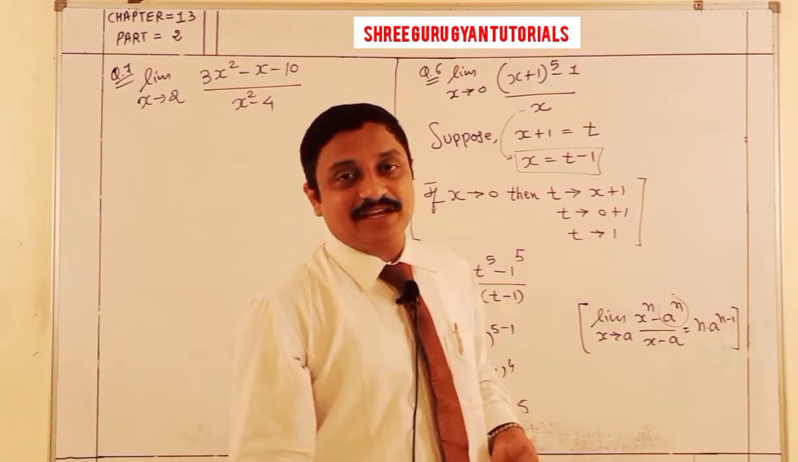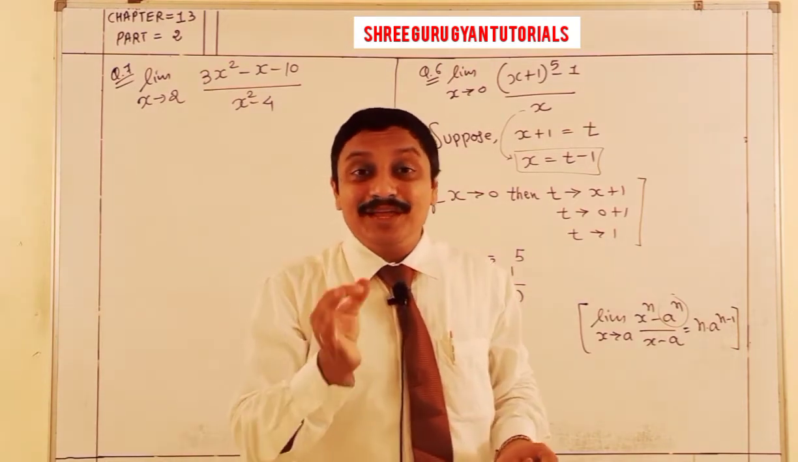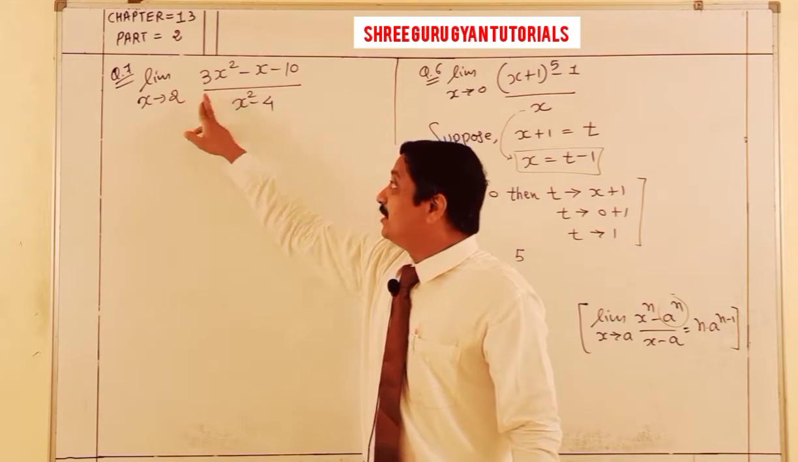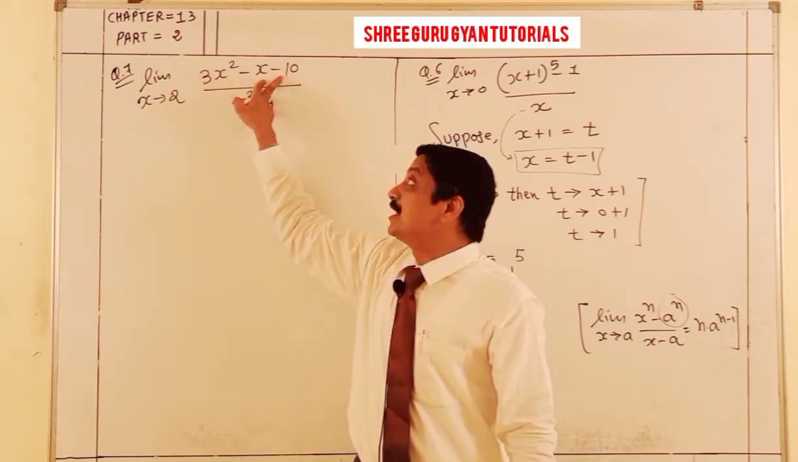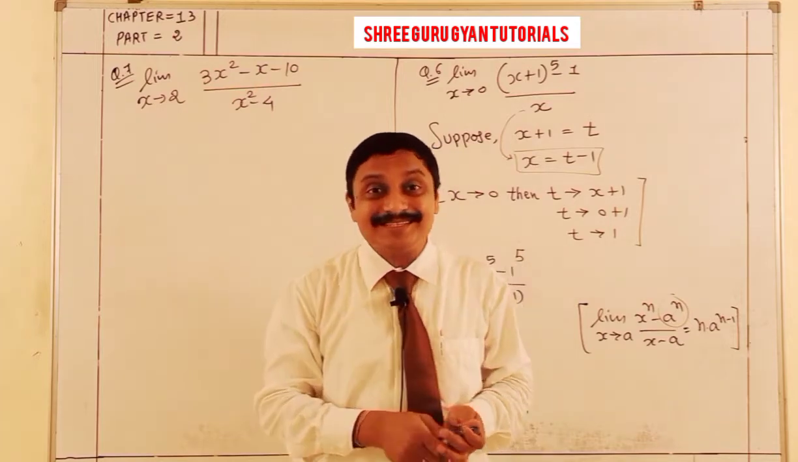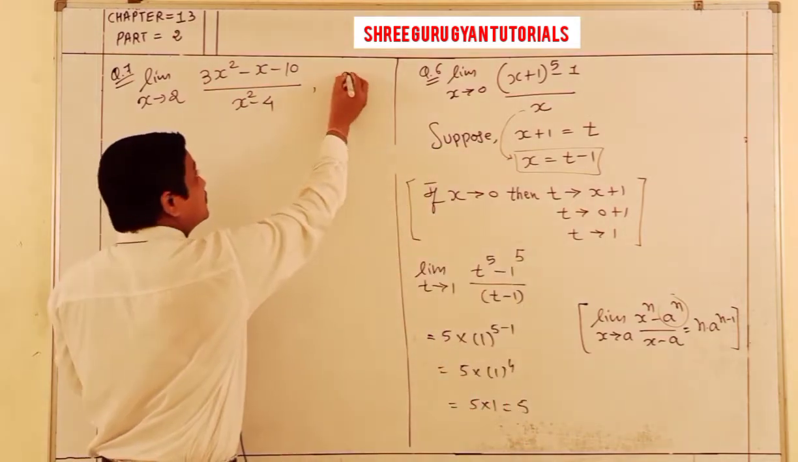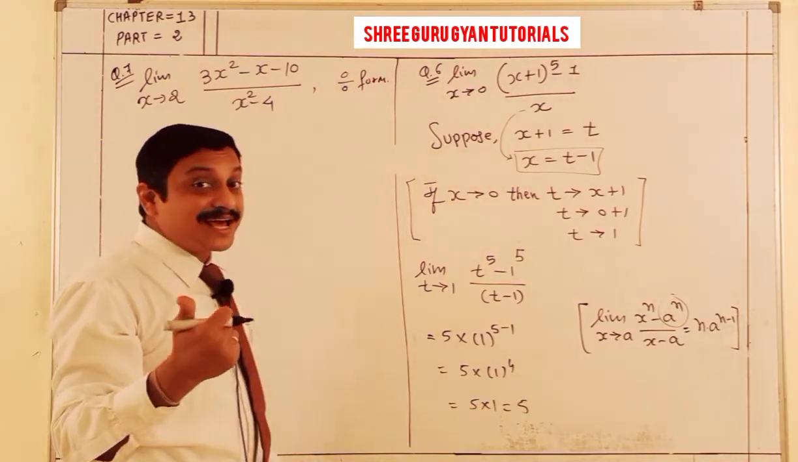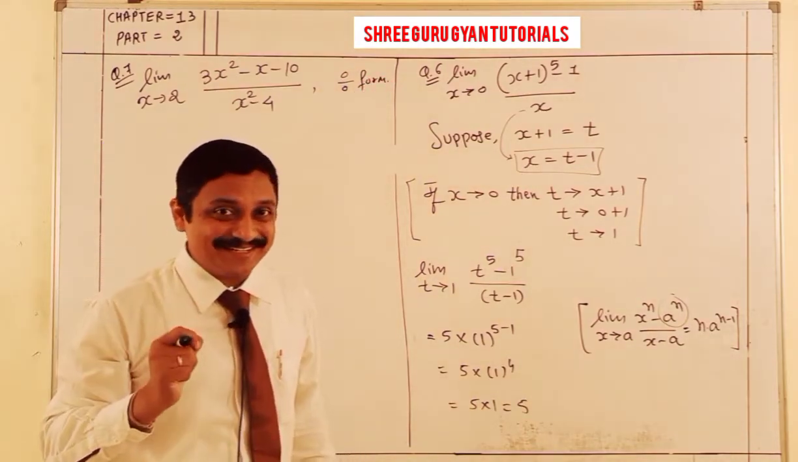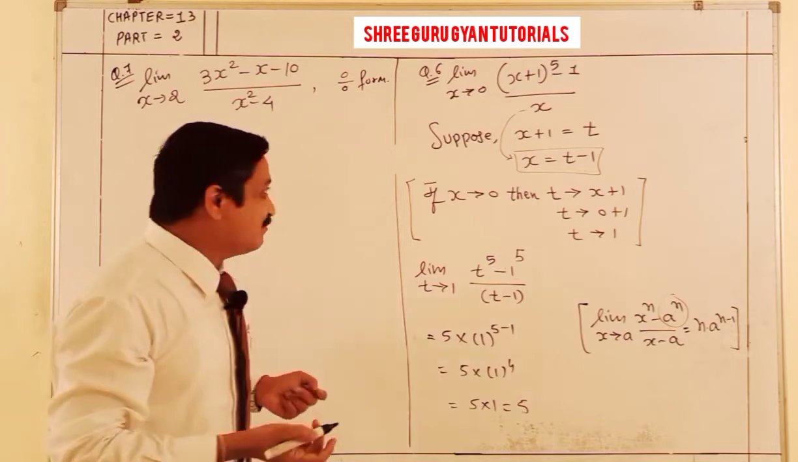Students, here you check: if you put the limit directly in place of x, the denominator is 0. The numerator is also 0, because 3 fours are 12 and here 12. It means after putting the limit it is a 0 by 0 form, so we can't apply the direct limit. So I go to splitting, simple.